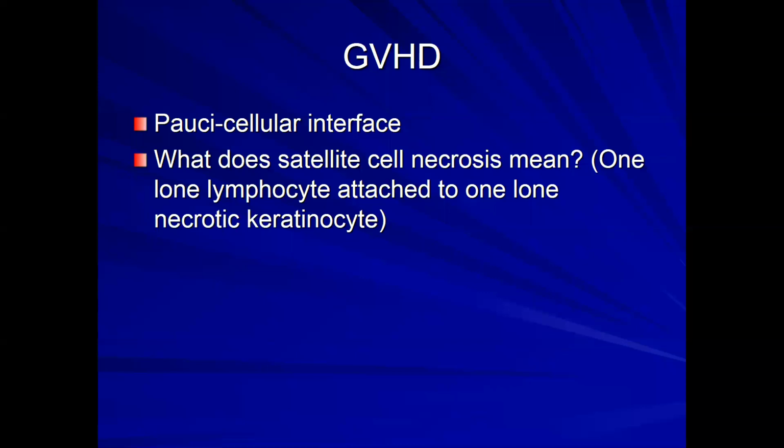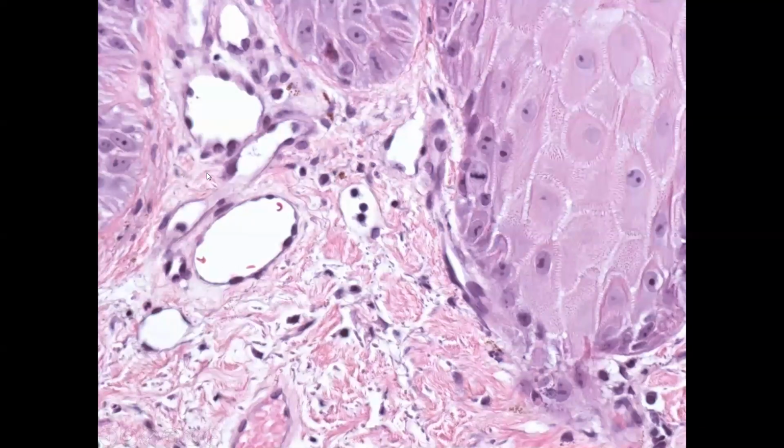Okay. Now we're moving to the other end of the spectrum of interface, the very paucicellular vacuolar interface. This has been described as satellite cell necrosis. GVHD is kind of a classic presentation of a paucicellular interface. And that just means that one lone lymphocyte is attached to one lone necrotic keratinocyte. So here's an example of GVH, and here's one necrotic keratinocyte. You can't even see the lymphocyte. Or if you move through, you might see another necrotic keratinocyte, and you might just see one lymphocyte attached to it. Very subtle interface.